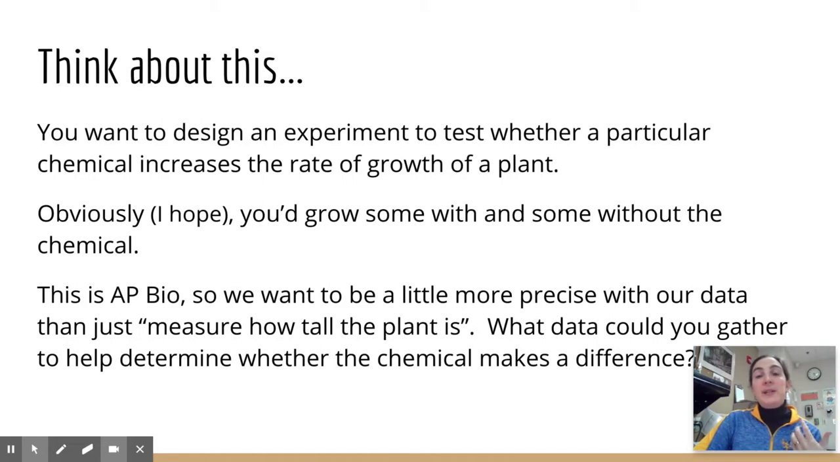Hopefully you realized that a plant grows because it's going through mitosis. And so if we look at the places in a plant that are actively growing, like the very tip of a stem or the very bottom of a root, you should see a lot of mitosis happening. And the faster it's growing, the more mitosis there should be.